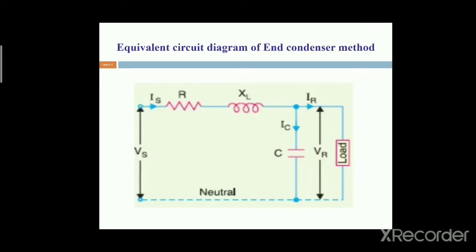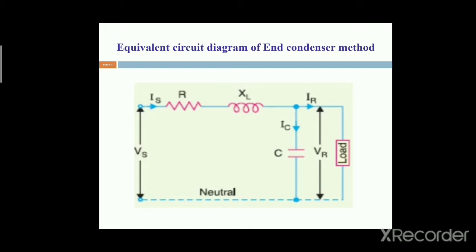Next, coming to the equivalent circuit diagram. In the case of a short transmission line, the only effective parameters are the resistance and the reactance, R and X. The capacitance value is neglected in the case of a short transmission line.